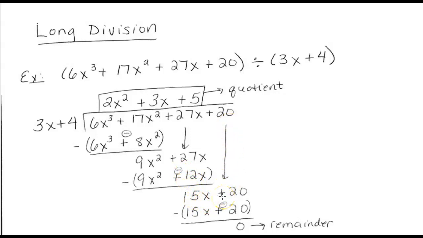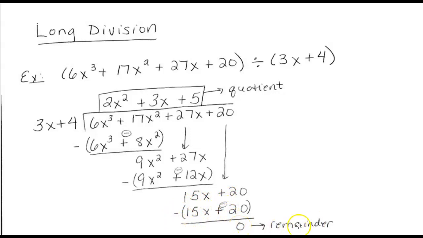Next step drops down the 20. Do the process again. 15x divided by 3x is 5. 5 times 3x is 15x, plus 5 times 4 is 20. Again, the entire thing gets subtracted. So distributing the negative cancels the 15x, and then makes this a minus, and 20 minus 20 is 0.